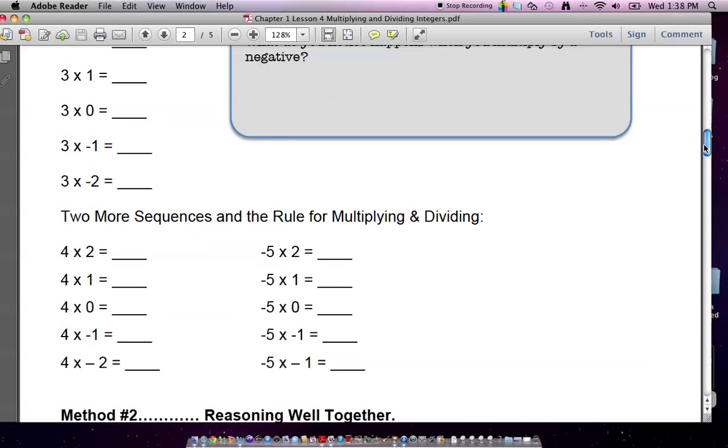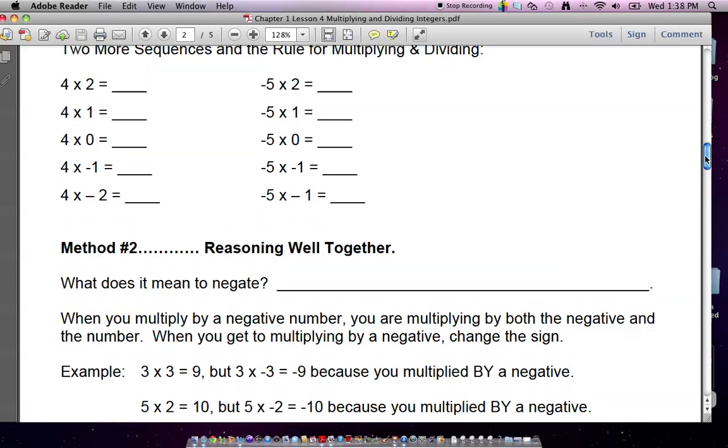Let's see if we can get that pattern to continue a little bit. Ready? 4 times 2? 8. 4 times 1? 4. 4 times 0? 0. What's my pattern? Going down by 4. So what should the next one be? Negative 4.